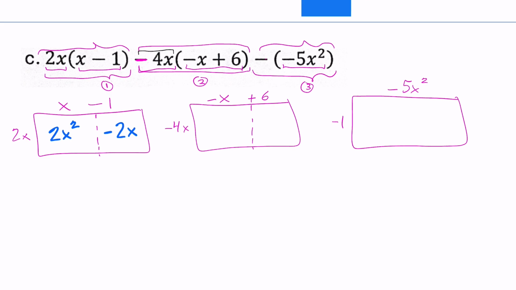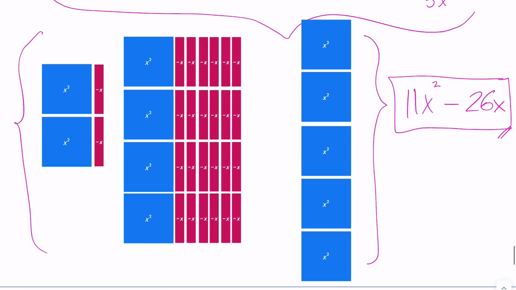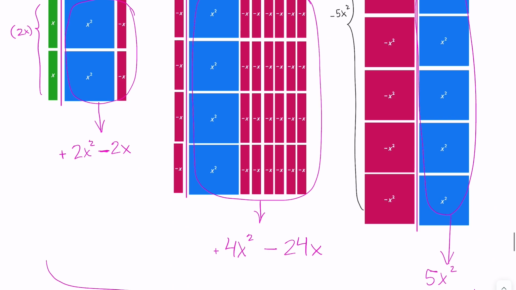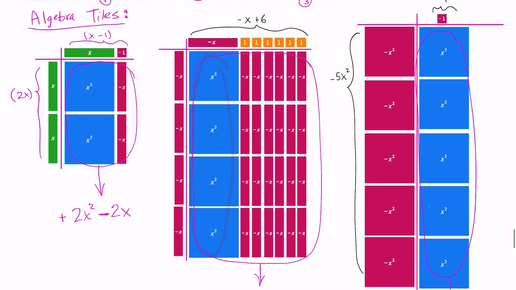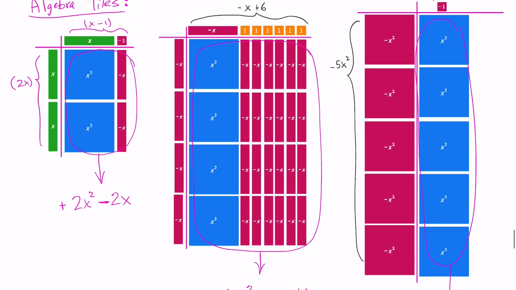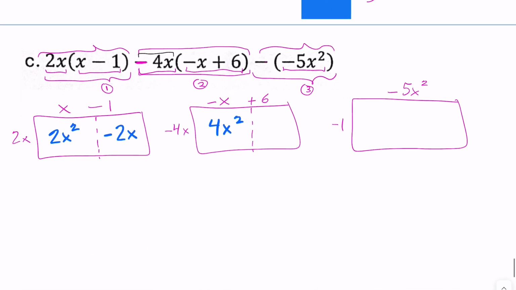Here I have four groups of -x by -x. So that's going to be four groups of x squared, right? These all match with what we have here, by the way. I'm not just pulling these out of nowhere. I hope you can refer back to this and see, oh, that's just four groups of -x by -x. So that's how we get the 4x squared.